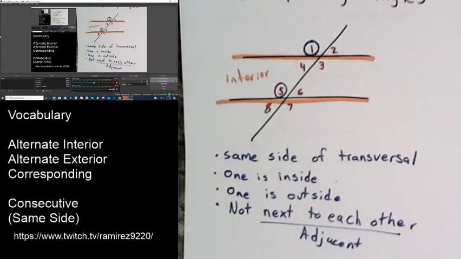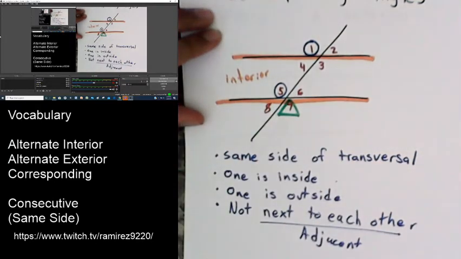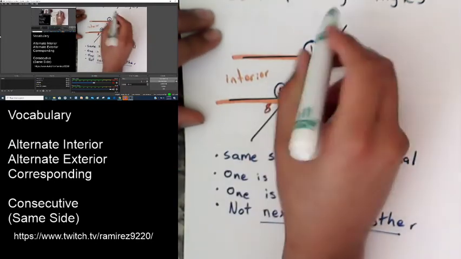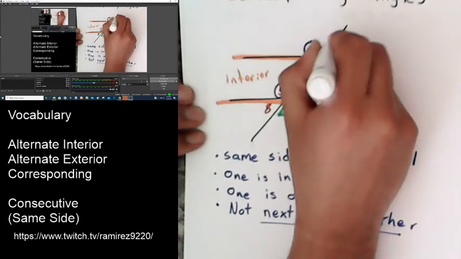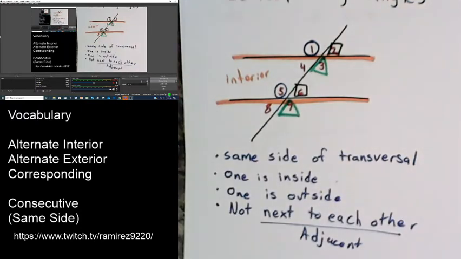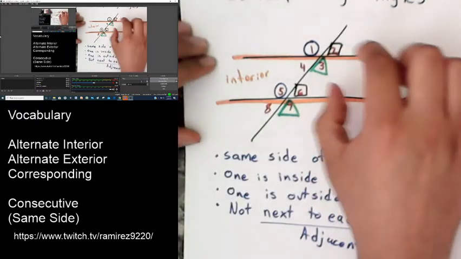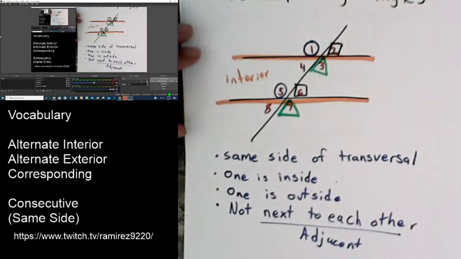Let's do another one. Angle 7 with angle 3 are also corresponding. And there's a whole bunch more on this one. You could say that 2 goes with the 6 and so forth. Again, you're going to notice that they're on the same side. One's in, one's out, and they're not next to each other.